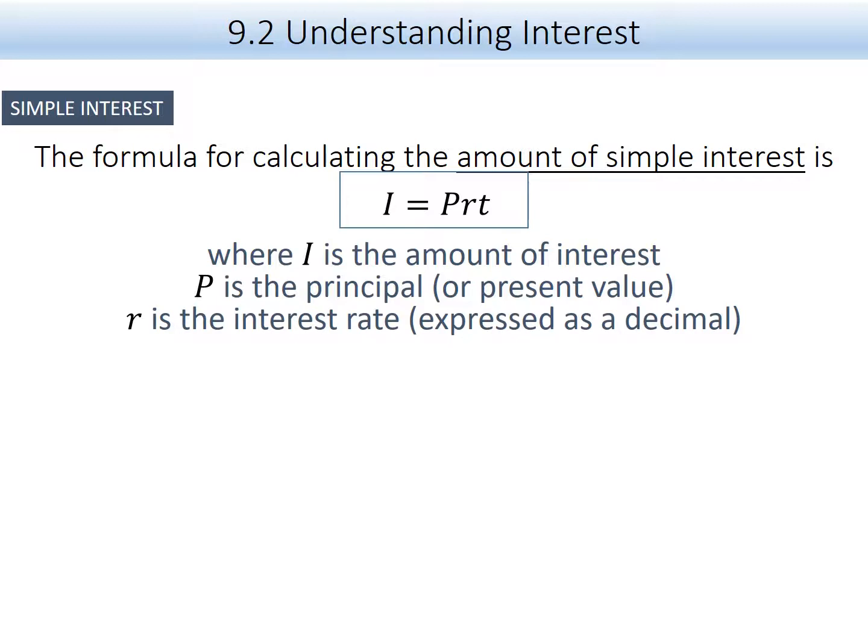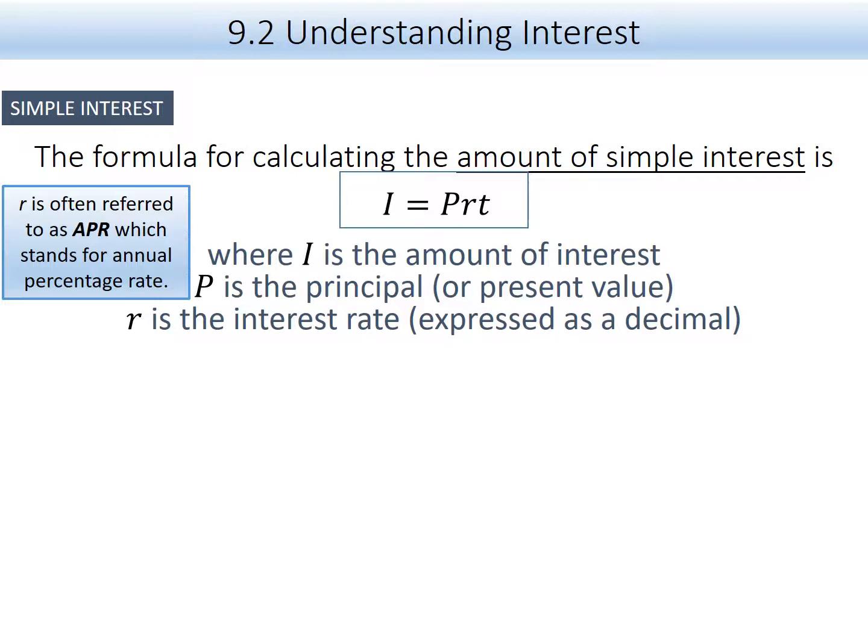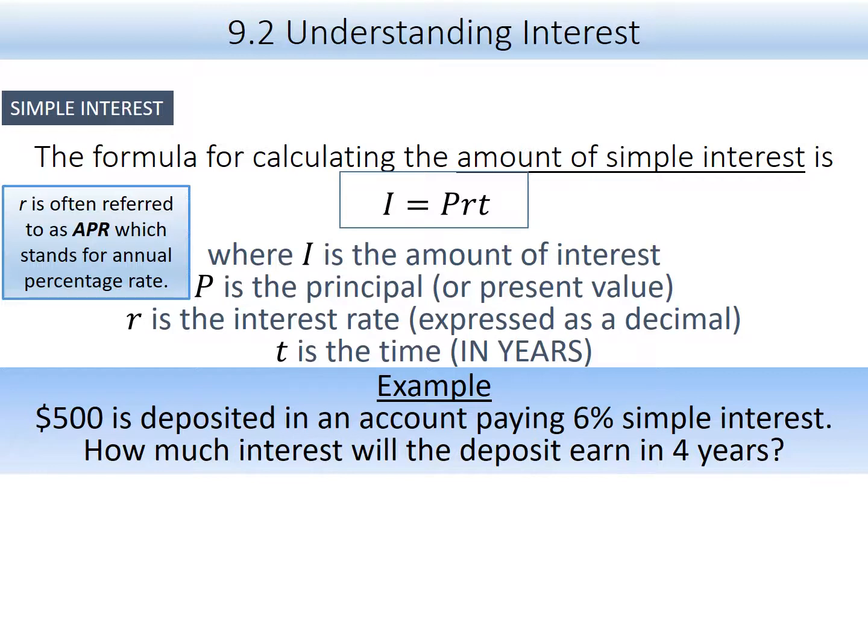Small r is the interest rate expressed as a decimal. This is often referred to as the APR, which stands for annual percentage rate. So sometimes that little r is called APR. And T is the time, but it's always expressed in years. Don't forget that. Let's take a simple example.